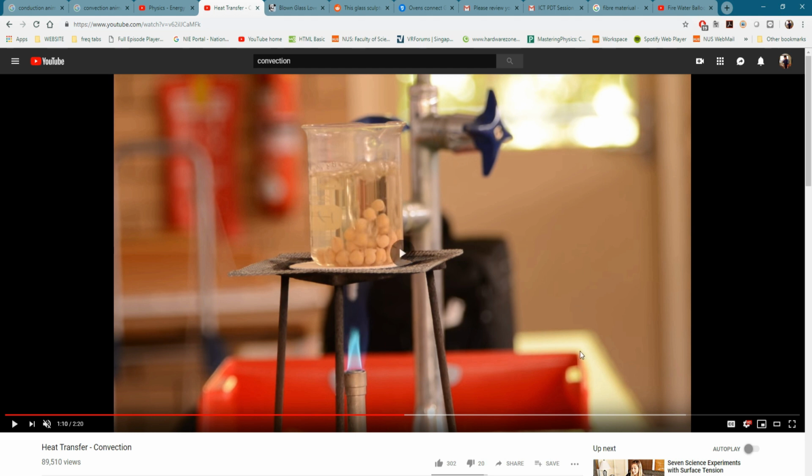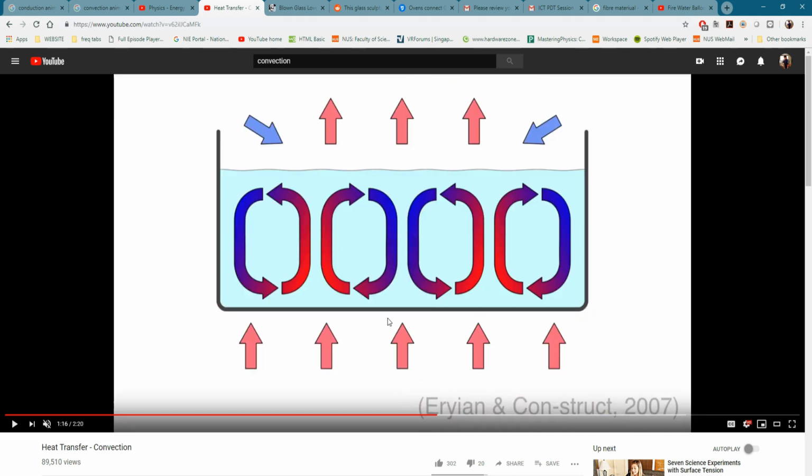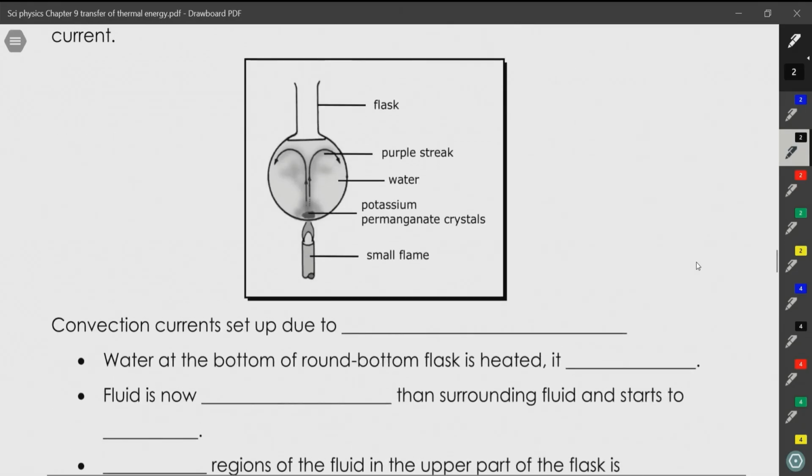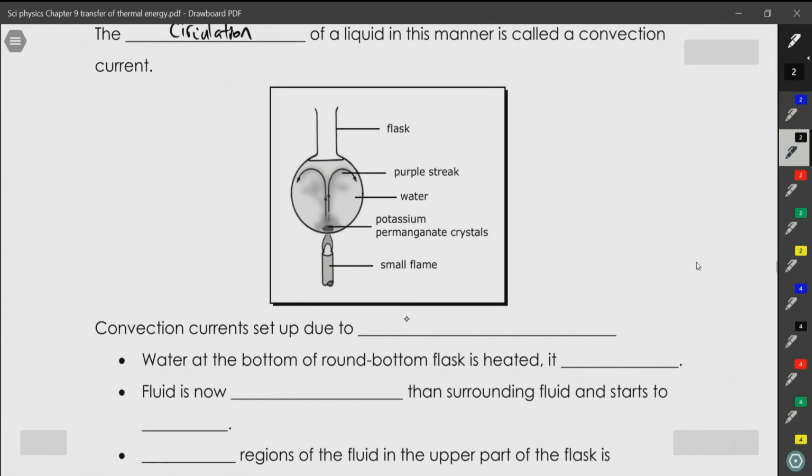So the cold liquid will sink down, and over here it shows very nicely. When heat goes here, the heated liquid goes up and exchanges places with the colder liquid. The colder liquid sinks, then gets heated up, and it will just continue in this manner. That's the idea of convection. Now, convection current is set up due to a difference in density.